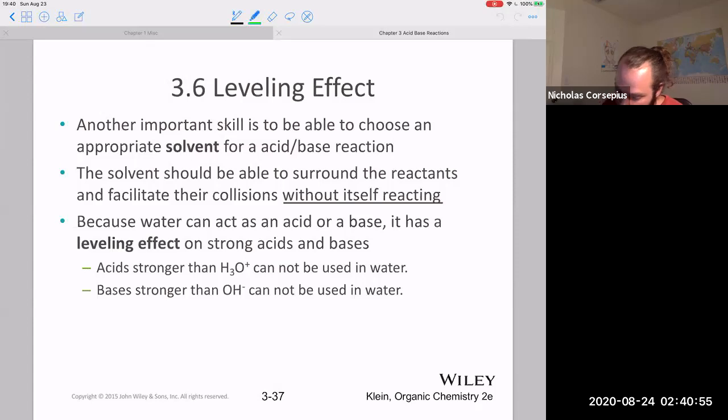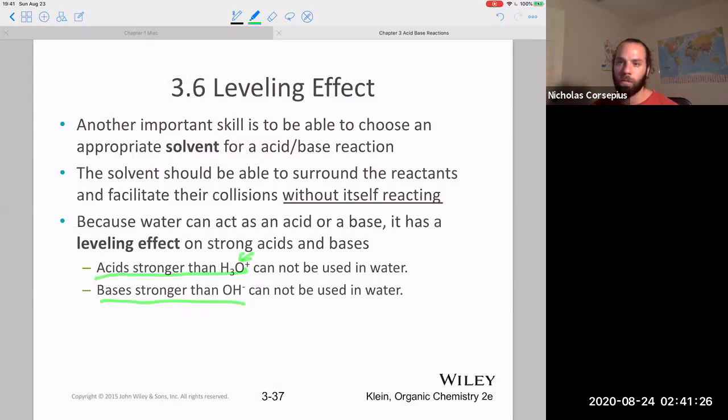The bottom line with the leveling effect is if we choose an acid that's stronger than HNO3, than the hydronium ion, H3O+, it can't be used in water. If you try to use it in water, all you're going to do is generate hydronium. Likewise, we cannot use a base that's stronger than the hydroxide ion. If we choose a base that's stronger than the hydroxide ion, all it's going to do is react with the solvent and create hydroxide. Okay, so these are also sort of just solvent effects that you have to consider.